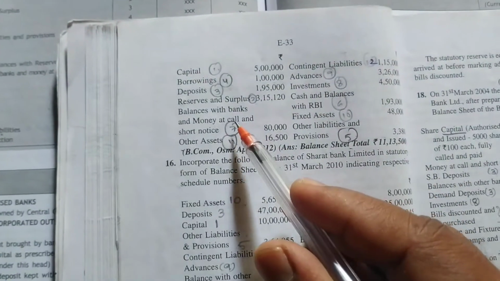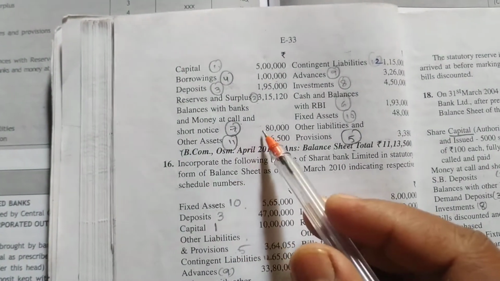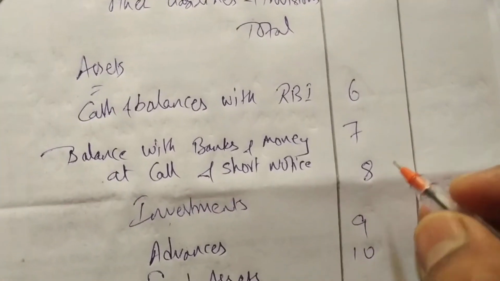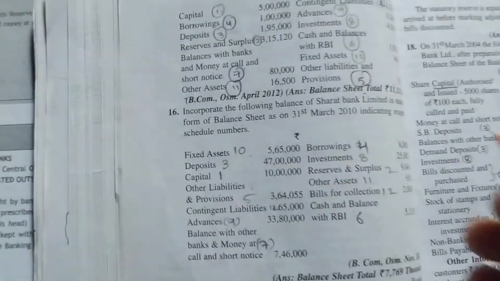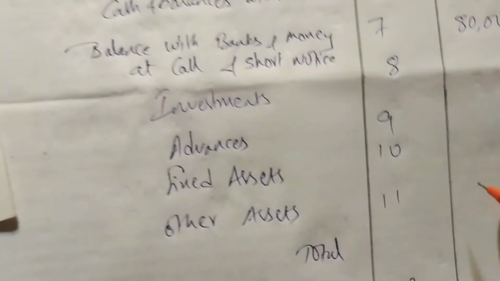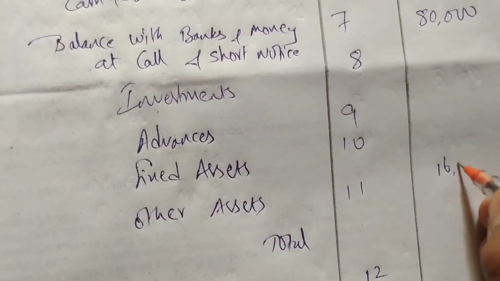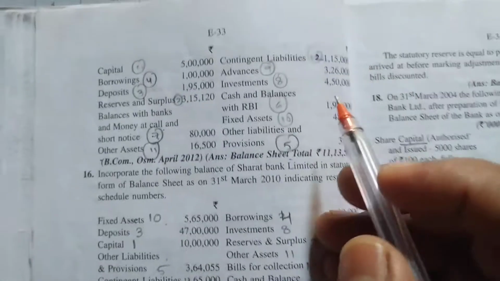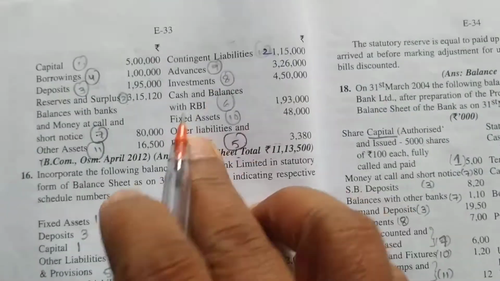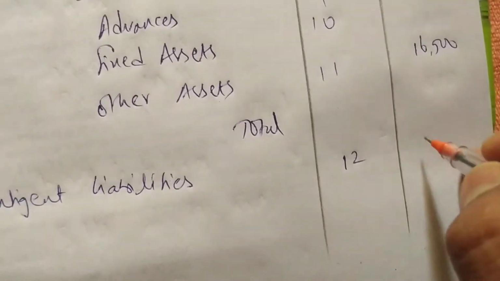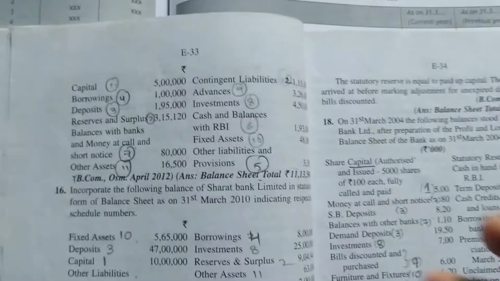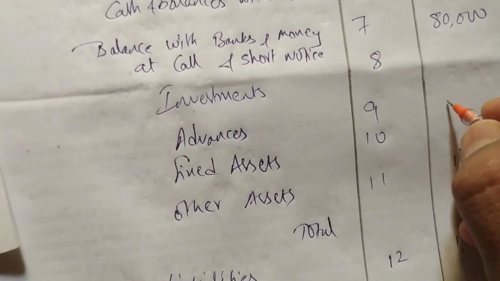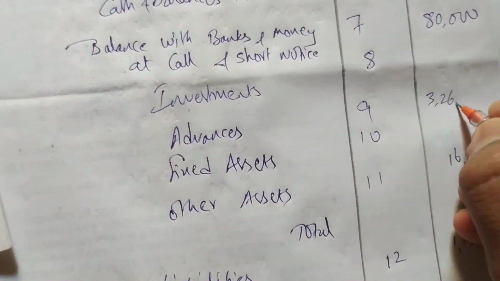After that we are having balance with banks and money at call and short notice 80,000. Schedule number 7 80,000. Next we are having other assets, schedule number 11 16,500. Next we are having contingent liability 1 lakh 15,000. So schedule number 12 1 lakh 15,000. After that we are having advances 3 lakh 26,000. So in front of advances, schedule number 9 3 lakh 26,000.